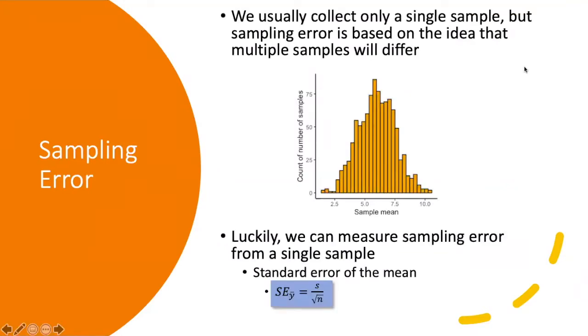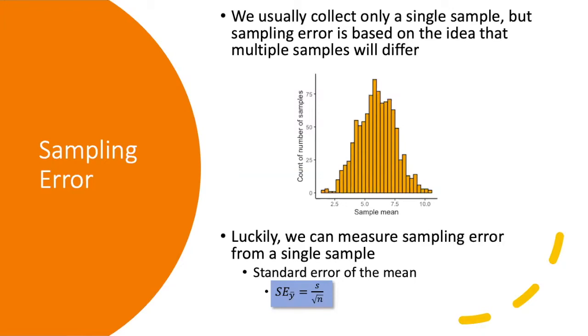Now, as scientists, we usually collect only a single sample, and we need to draw our inferences from that single statistical sample. But statistical theory is based on the principles of what you would find if you were to collect many, many, many samples, if you were to repeat that thousands of times.